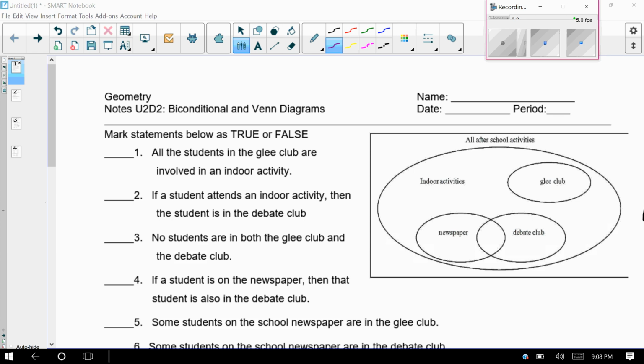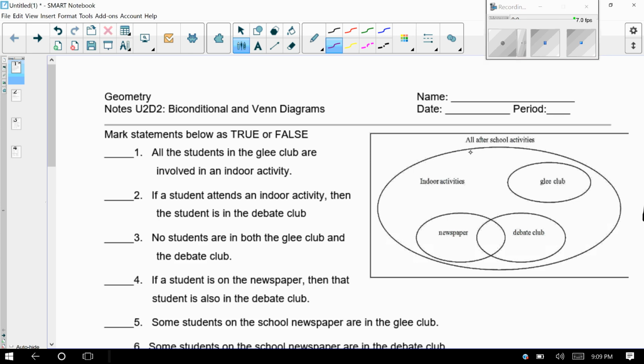Welcome to Logic. This is Unit 2, Day 2's notes. It says mark the statements below as true or false. All students in the Glee Club are involved in an indoor activity. That means that the Glee Club has to be inside the indoor activities. So let's look at this.